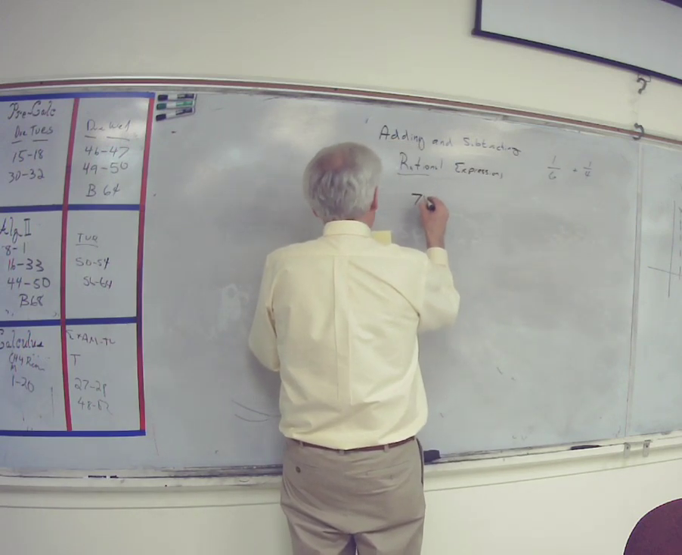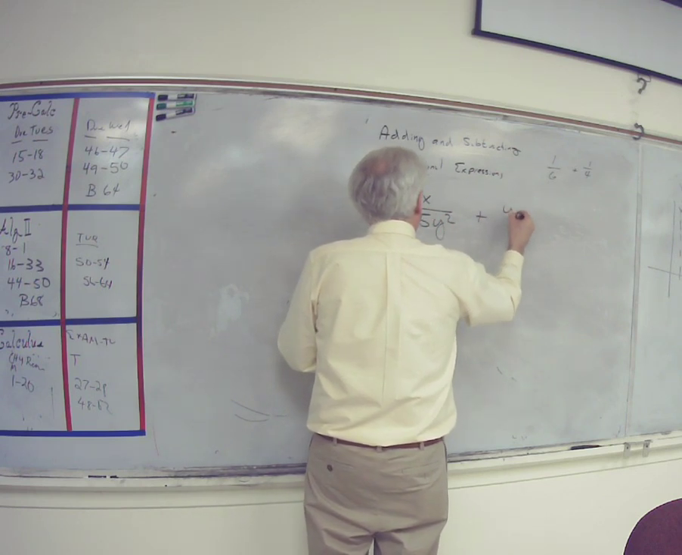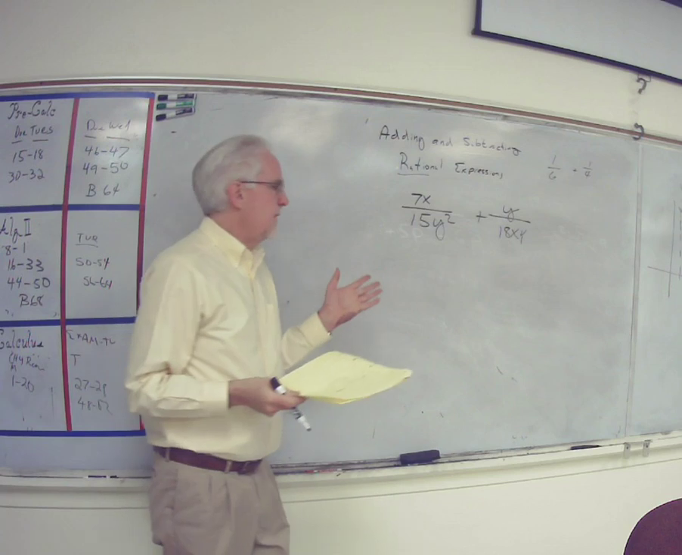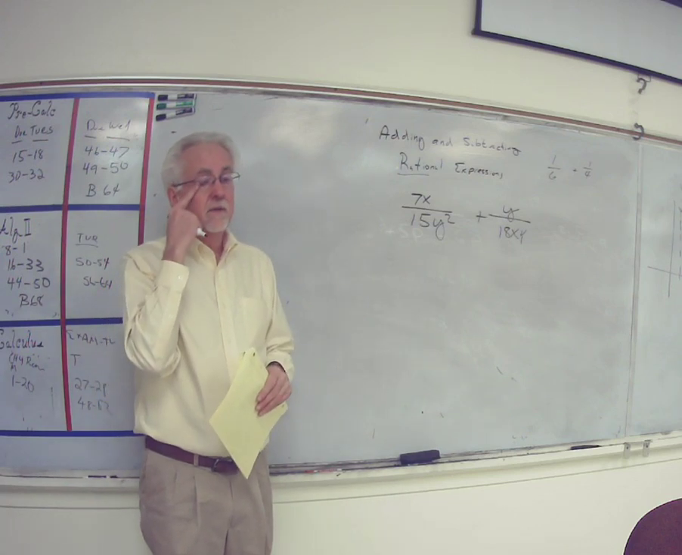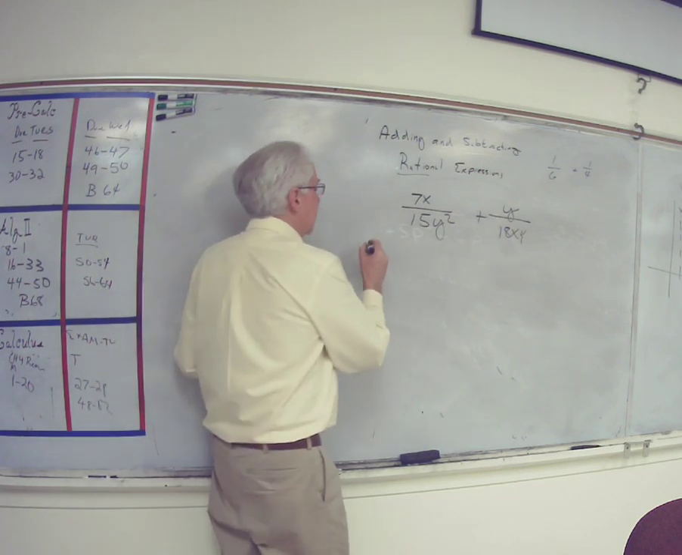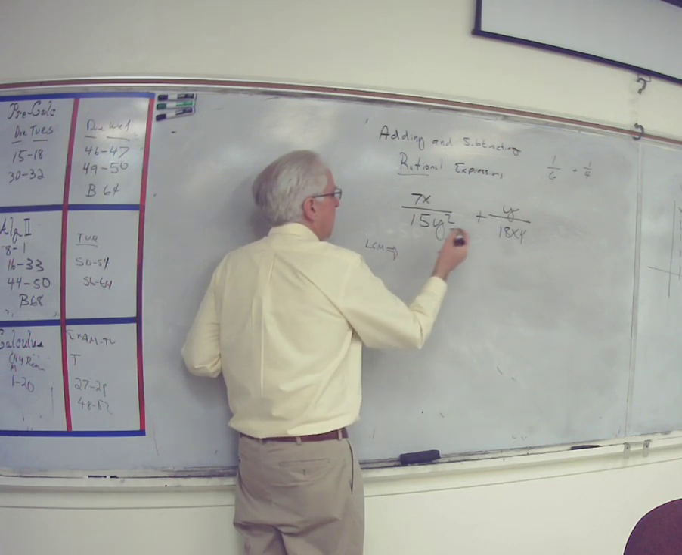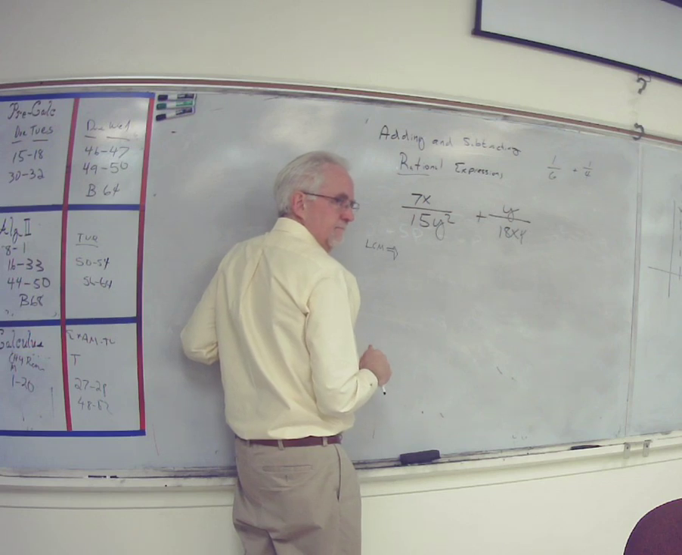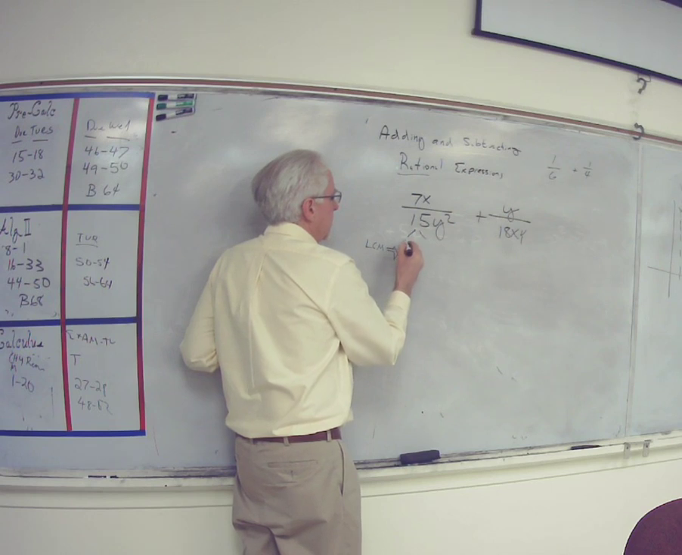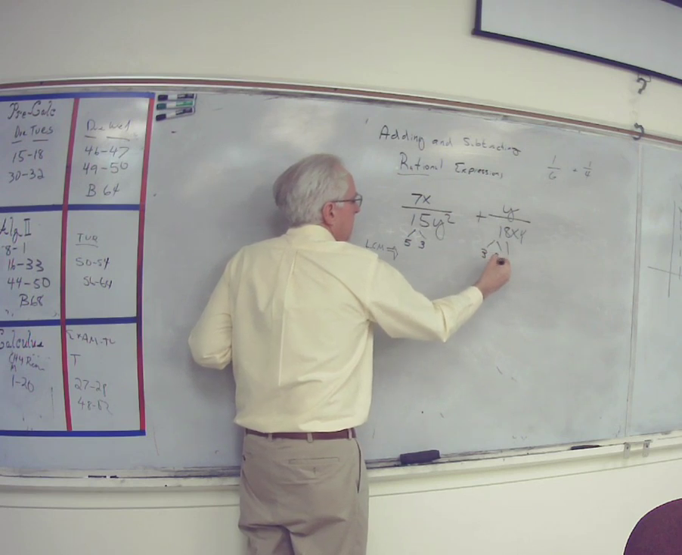If I have 7x over 15y squared plus y over 18xy, Josie, if I'm going to do this, what's the first thing that I need to do? Least common denominator. Yeah, well, let's call it the least common multiple. All right, Kelsey, what are we going to deal with first? The number. Kelsey, 15 is going to be a what and a what? 5 and 3. And then 18 is a what? 3 and 2. Yeah, okay.